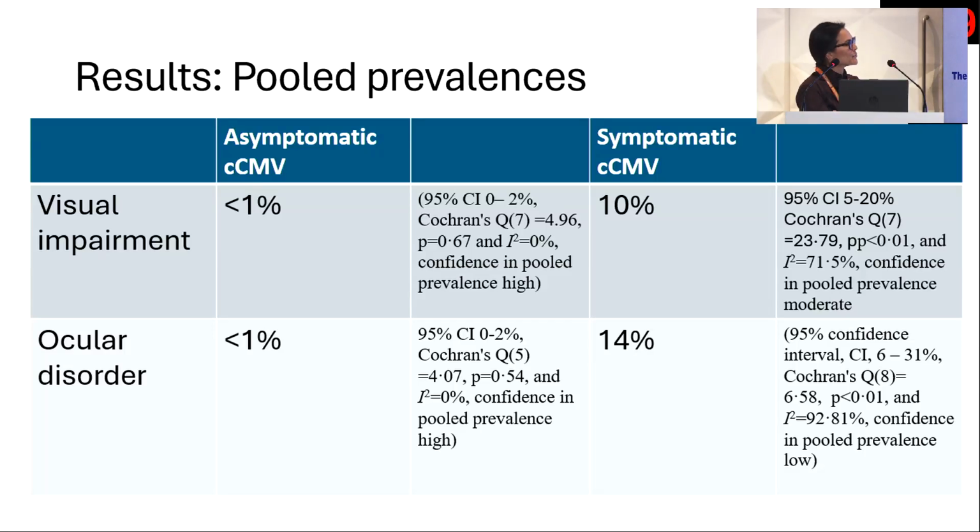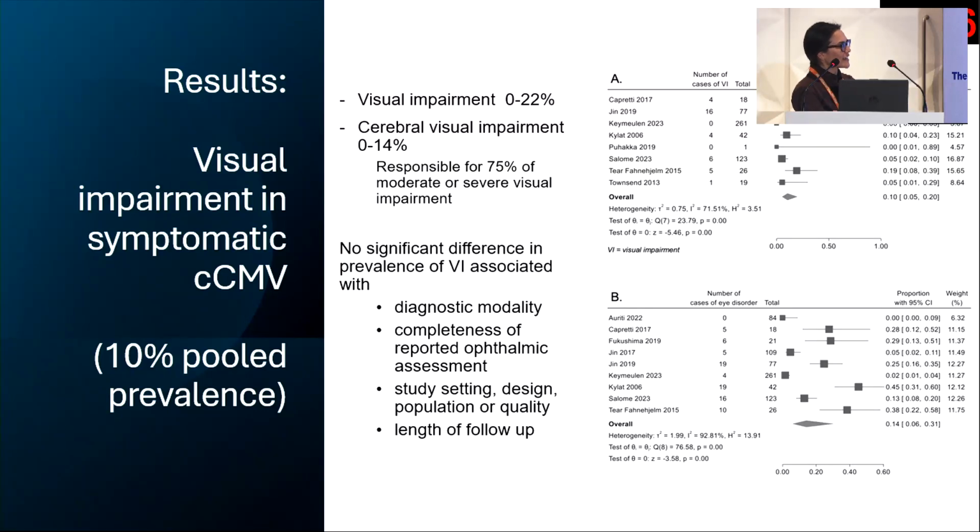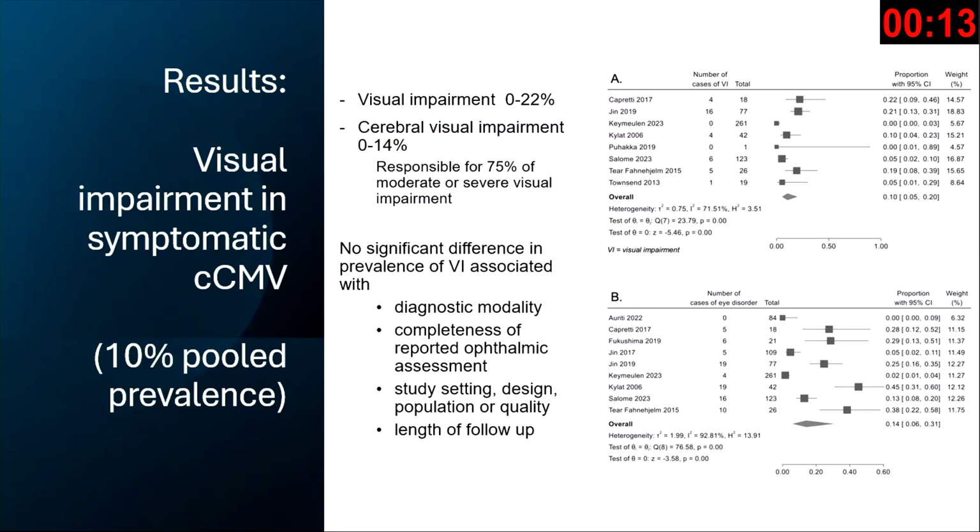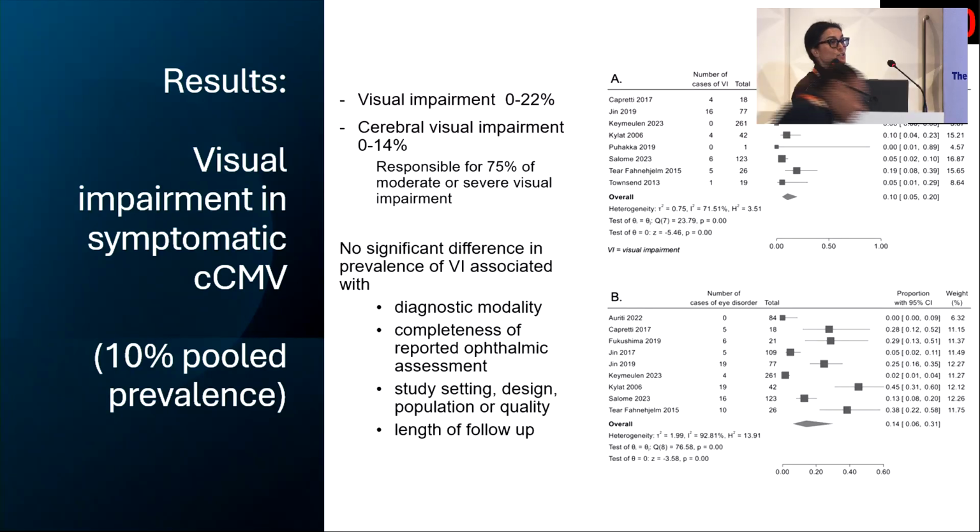And if you just keep that number in mind, a little bit more detail there. Now, there was a bit of heterogeneity, so between 0 and 22% were the rates quoted, and you can see that the results are somewhat variable. But of interest, patients who had moderate or severe visual impairment, 75% of those were from a brain-based cause of visual impairment rather than the ocular cause resulting in visual disability. There was no significant difference when we adjusted for diagnostic modality, how the records were recorded, how the studies were done, the population, or the length of follow-up.